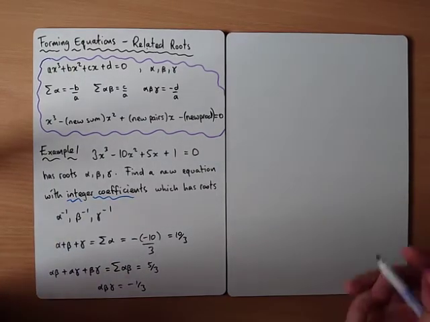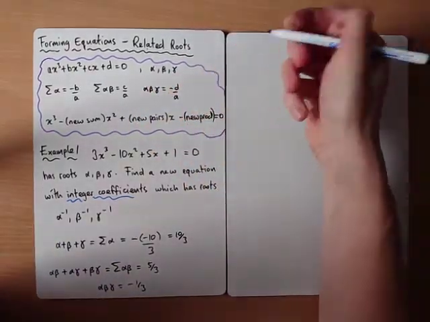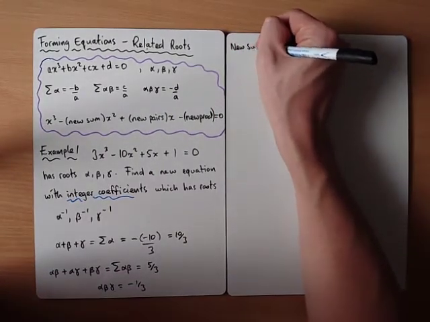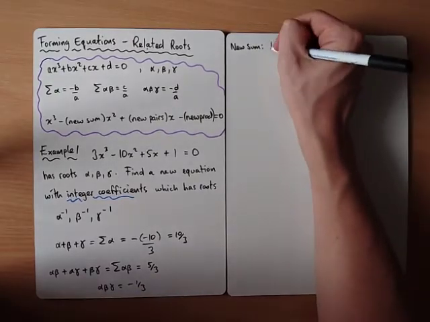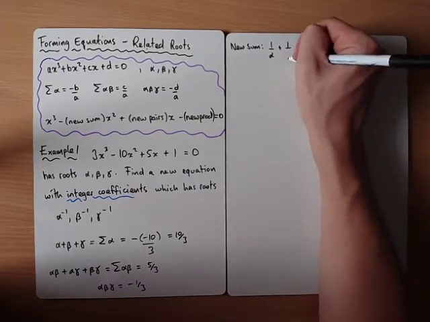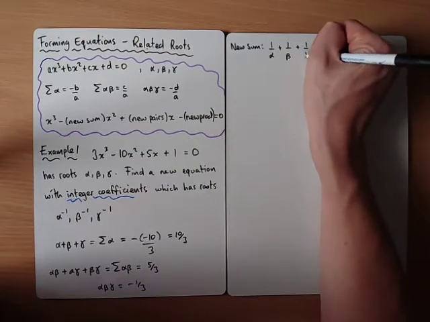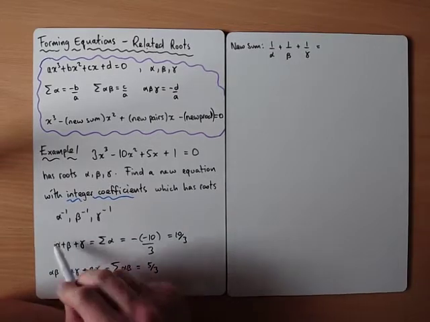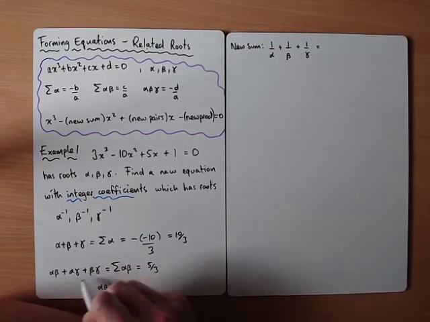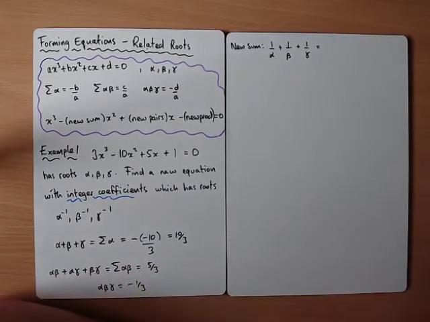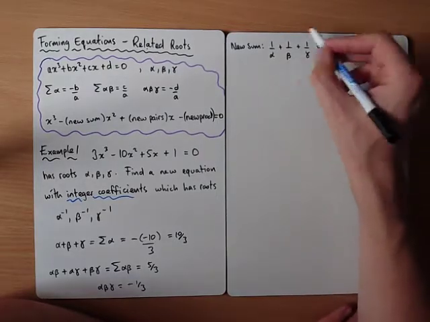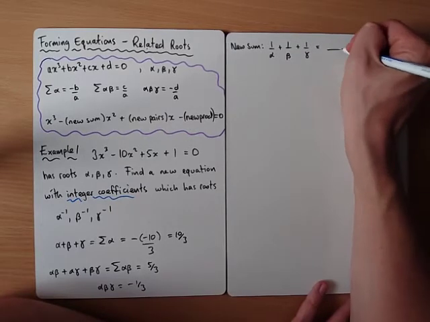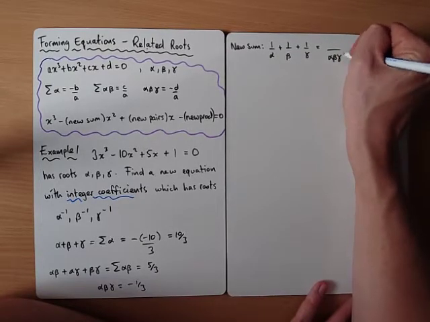So once we've done that, now we're thinking about what's our new sum, what's our new pairs, what's our new product. So the new sum would be 1 over alpha plus 1 over beta plus 1 over gamma. Now obviously we're aiming to write everything in terms of alpha plus beta plus gamma, alpha beta, alpha gamma, beta gamma, or alpha beta gamma. So before we evaluate this, we need to group it together. The common denominator for this would be alpha beta gamma.